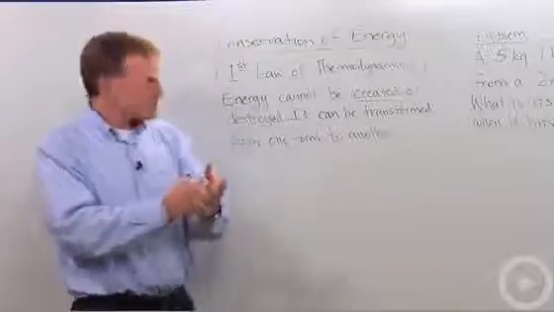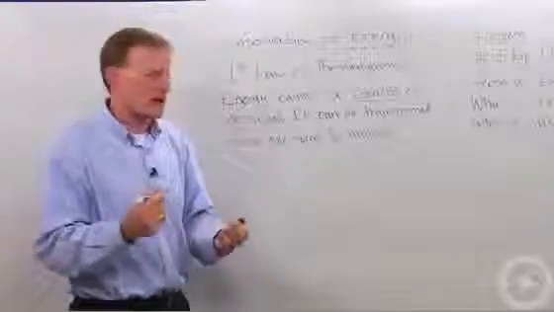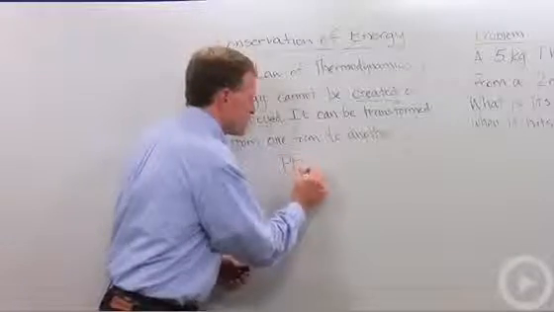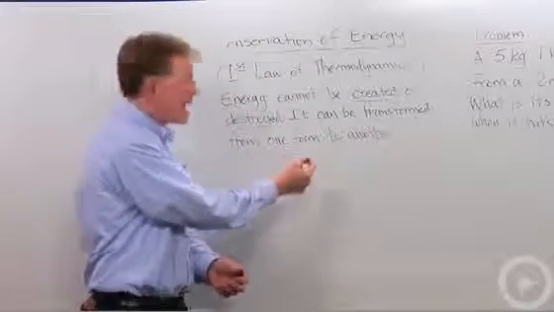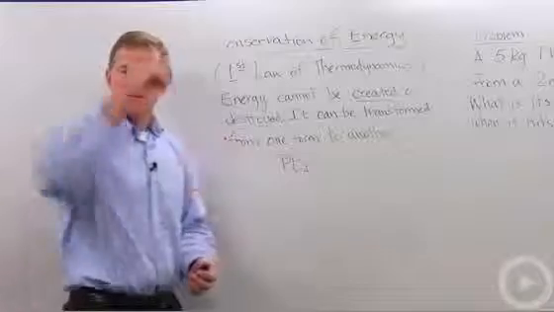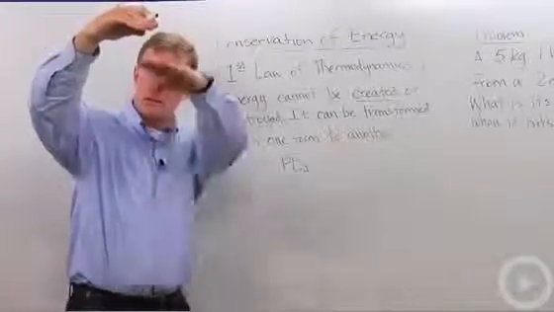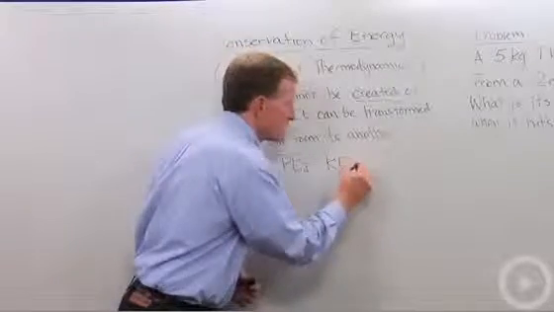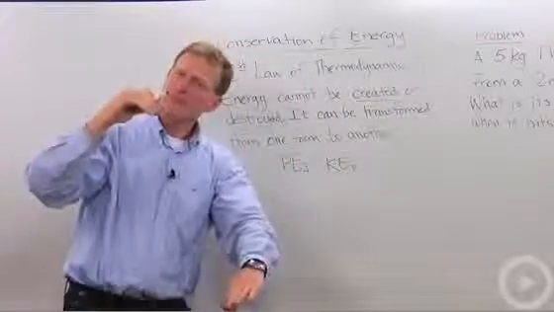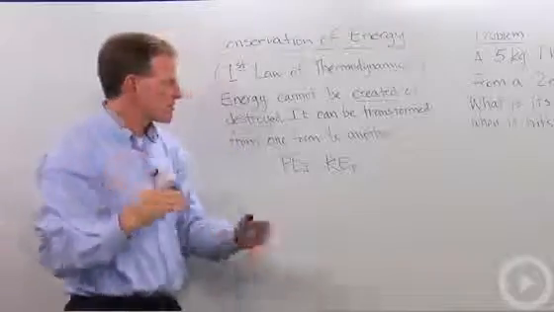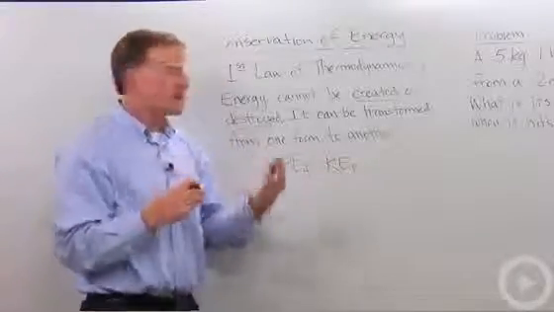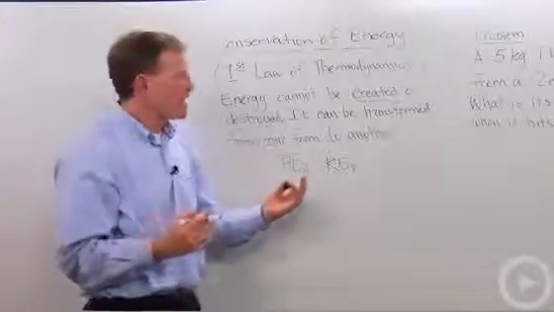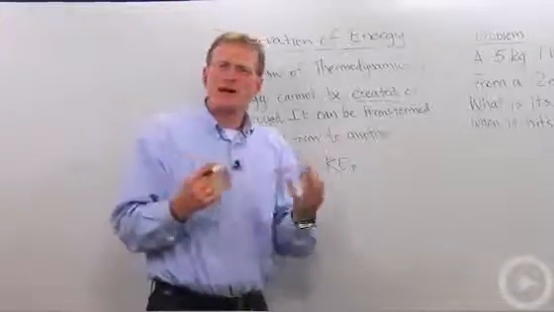Okay? So oftentimes when we solve physics problems, we'll say, for example, the initial potential energy, which I'll call PEi, of an object at a certain distance above the ground, is going to equal the kinetic energy final of that object right before it hits the ground. So this is a good example of the conservation of energy, or the first law of thermodynamics. So what's a problem where we might look at something like that?